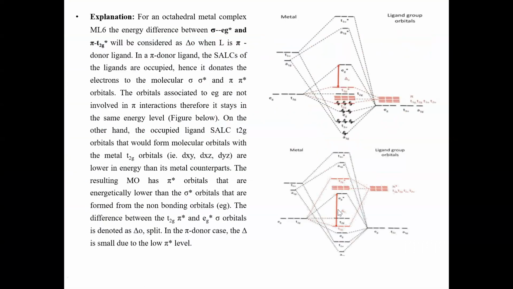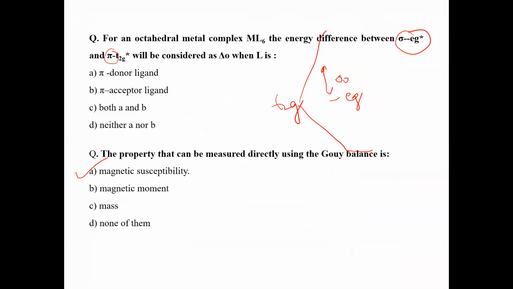So here is the explanation for an octahedral metal complex. It is a case of pi donor, and it is a case of pi acceptor. Here in the case of pi donor, you can see delta O is described as the energy difference between T2G* and Eg*. So the option will be pi donor.